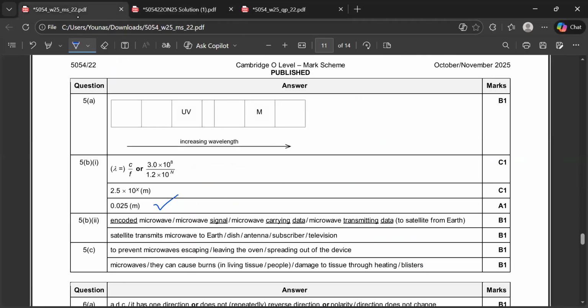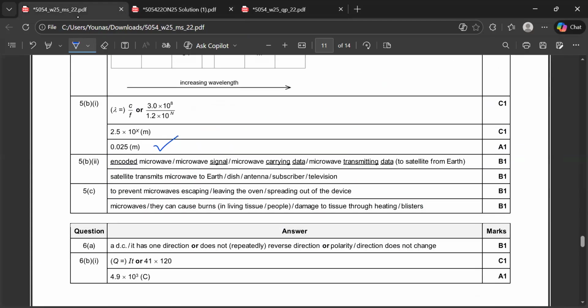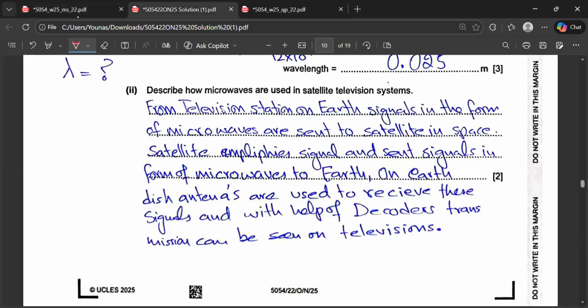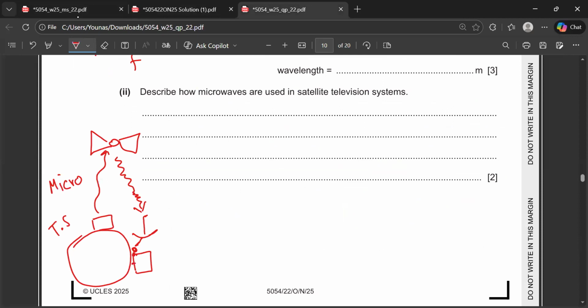And here we go. You can see the question number 5, B, second part. Encoded microwave signals, microwaves carrying data, microwave transmitting data to satellite from Earth. Satellite transmits microwaves to Earth, dish antenna, subscriber, television. Okay, so this is their answer, sir. This is the answer written by me, and this is my explanation.